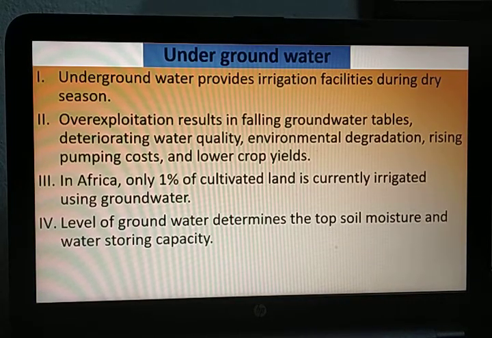The level of groundwater determines the topsoil moisture and water storing capacity. So these are the facts related to agriculture and underground water.